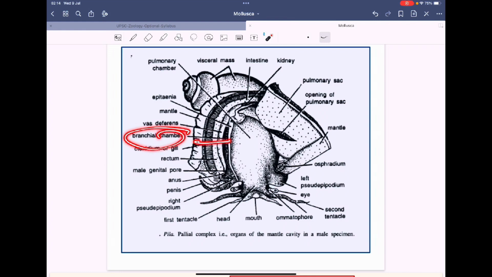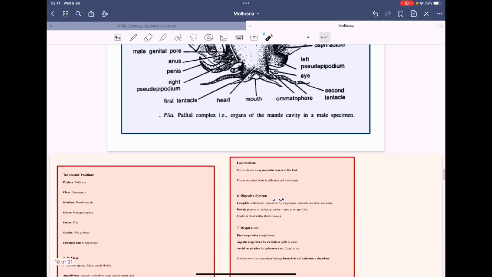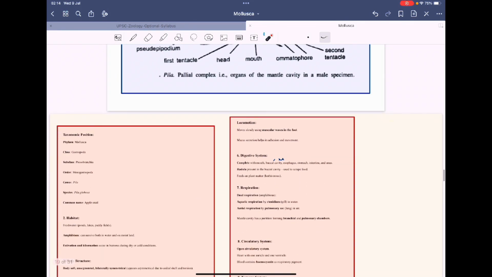There is a branchial chamber inside. This is the mantle. This is the epithelium. This portion is the epithelium. So this is the coiled visceral mass. These are the intestines. There are kidneys. So this is the whole structure of the Pila.